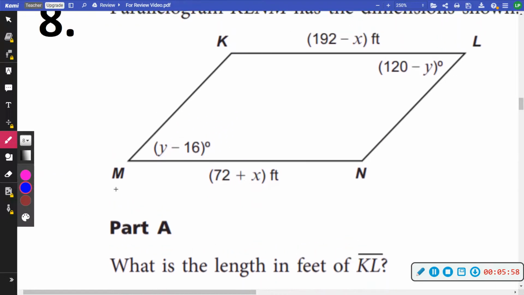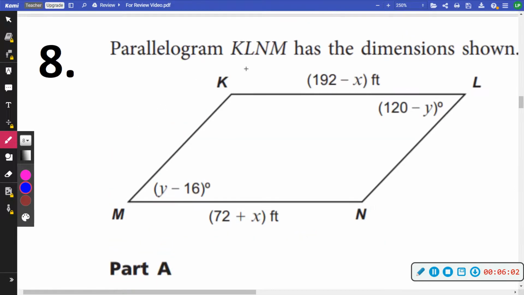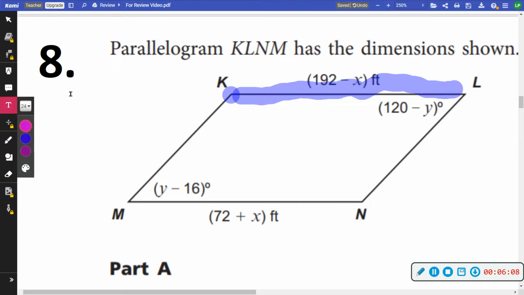So what is the length of KL? They're asking about KL. That's from here to here. I have an expression. I set those equal to each other.